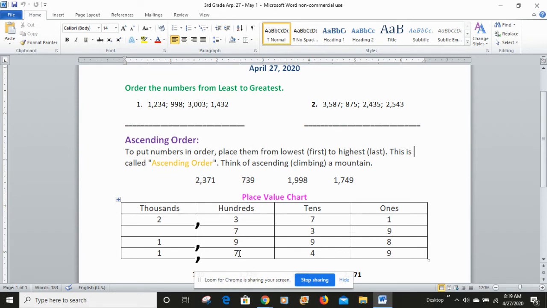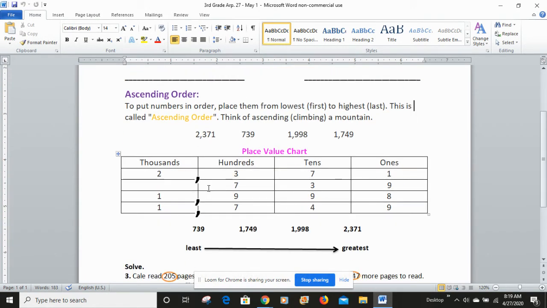Well, the 7 is the smaller of the two numbers, so that one would come after the 739, then 1,749, 1,998, and our greatest or largest is 2,371. So using a place value chart can really help simplify putting these numbers in order. So you can see, here's my numbers in order from least up to greatest.